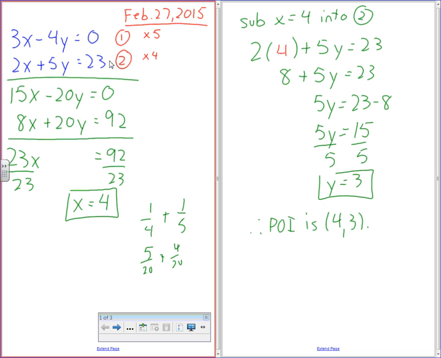Yes. To get 4, did you divide 92 by 23? Yes, 92 divided by 23, and that should hopefully be 4. And then what happens to 23 over 23? Oh, it just cancels out. It's like you're solving for x, right? So just the number in front.